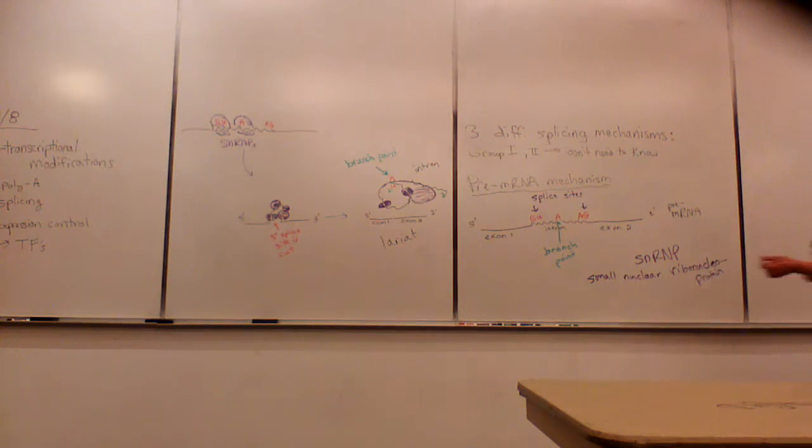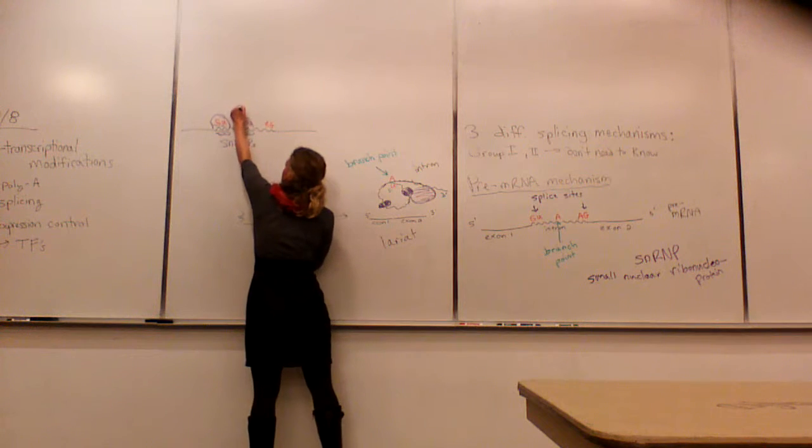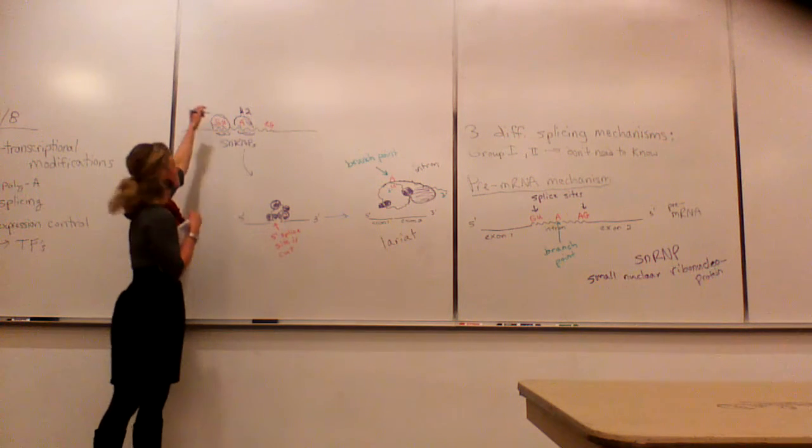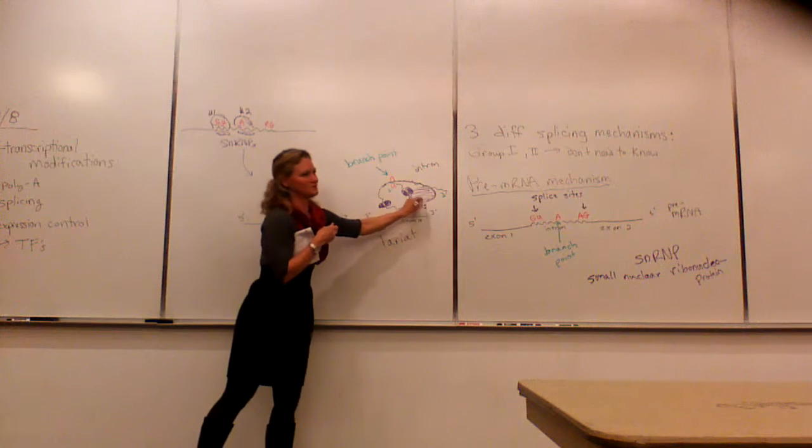So in this case, if you were responsible for knowing, U2 is the one that recognizes the branch point, U1 recognizes the 5' end, and U5 is the one that's holding it together.